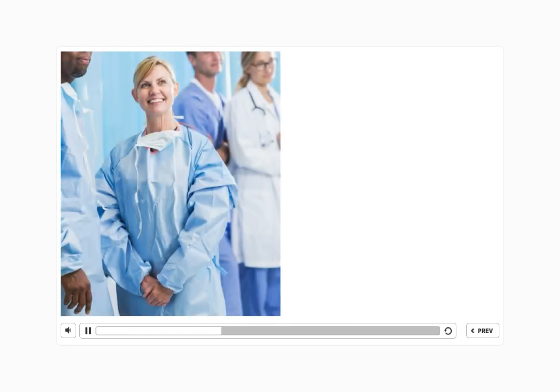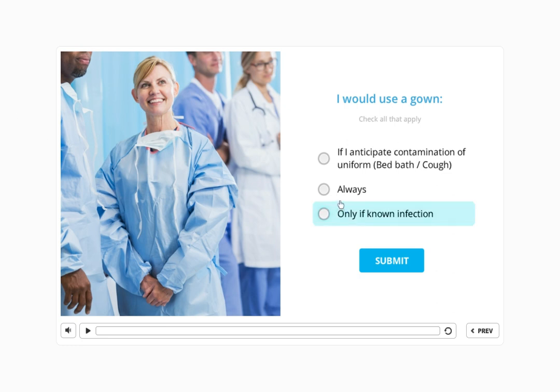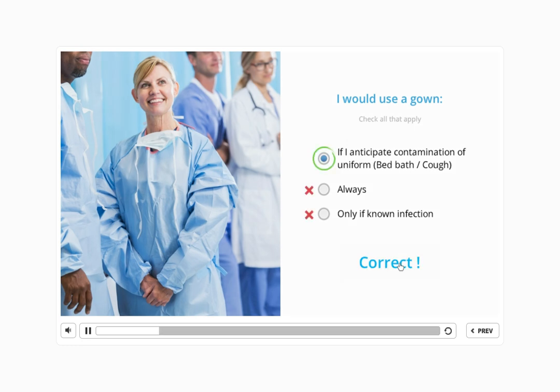Gowns are an effective barrier against microorganisms. When would you use a gown? Check all that apply. Correct.